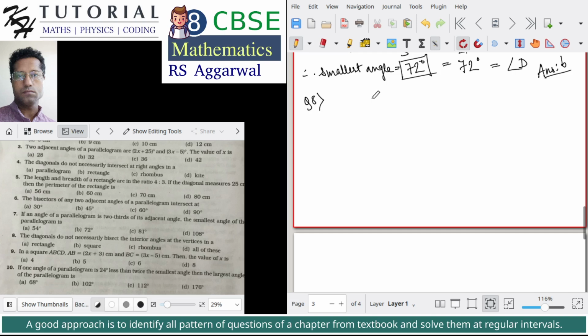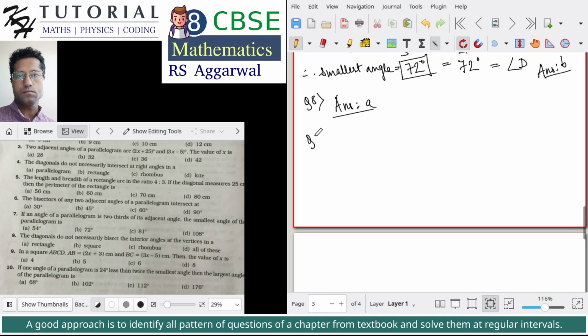The diagonals do not necessarily bisect the interior angles at the vertices in a rectangle. Definitely square: in a square, the diagonals always bisect the angles. In a rhombus, the diagonals always bisect the angles. And the fourth choice is all of these. No, the answer is A. In a rectangle, the diagonals do not necessarily bisect the angles.